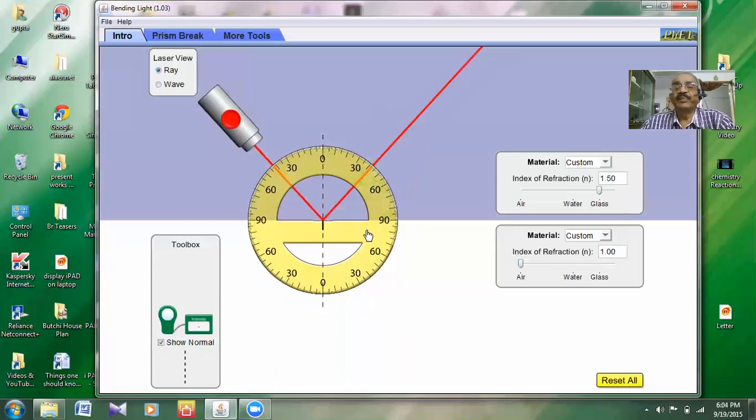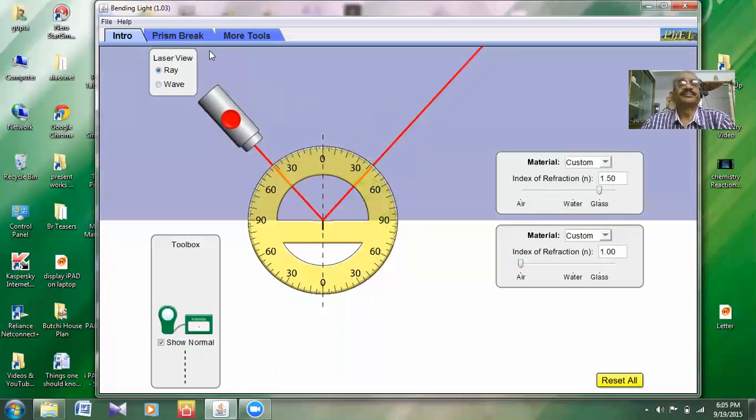Now this is the experiment. Keeping the media different, the students can be asked to calculate differently. This is one of the best simulations which I have ever seen.